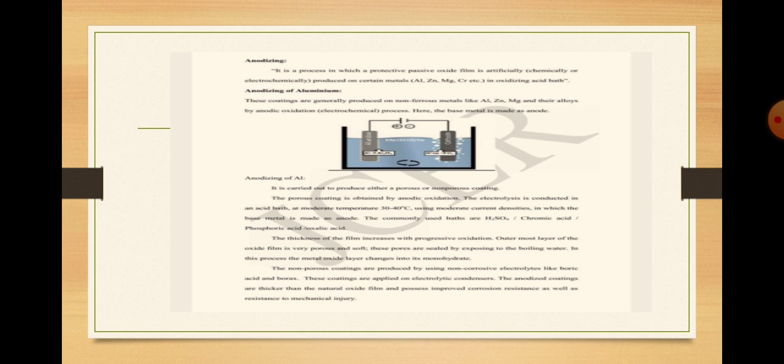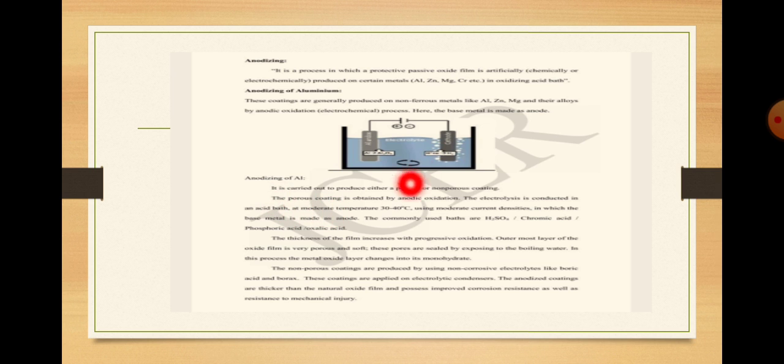Anodizing is a process in which a protective oxide film is produced artificially, chemically or electrochemically. Here is a diagram. Anodizing of aluminium: the coating is generally produced on non-ferrous metals like aluminium, zinc, magnesium or their alloys by anodic oxidation to form metal oxides. Anodizing of aluminium is carried out as follows, with the coating.